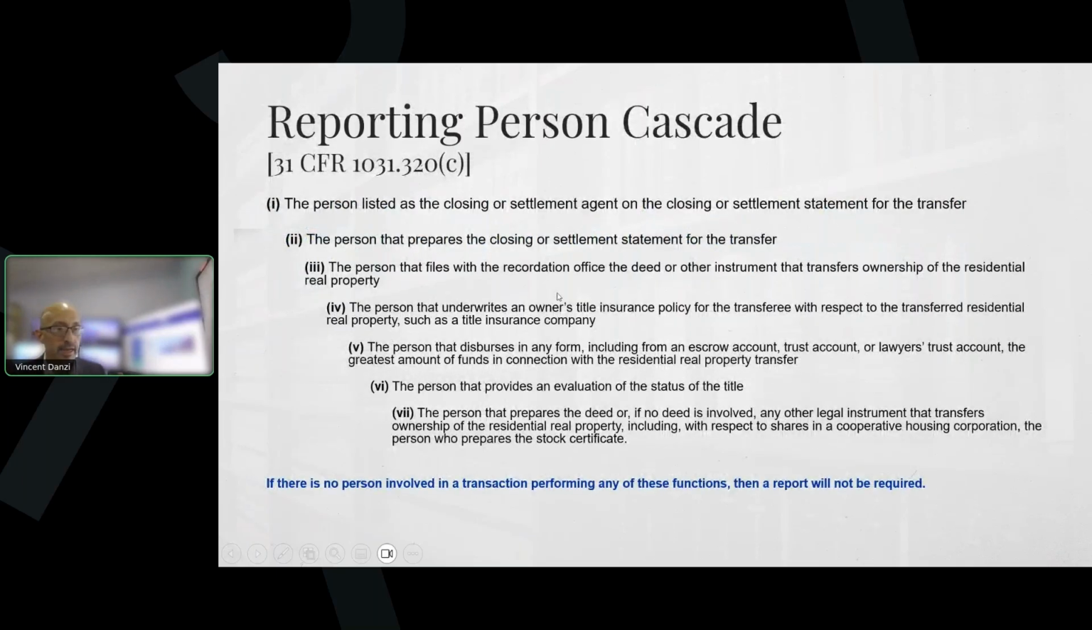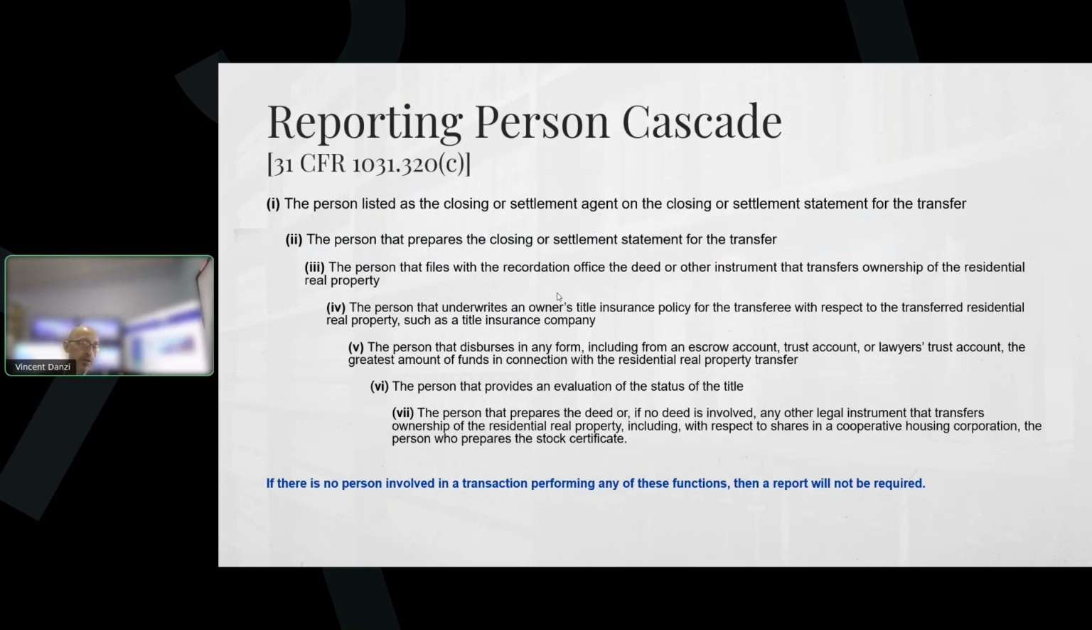This is the reporting person cascade. We talked earlier about the fact that the geographic targeting orders were innately targeted to title insurance companies and their agents. That is not the case with this residential real estate rule. The person primarily responsible for reporting will be the closing or settlement agent that is listed as such on the closing or settlement statement for the transfer. If there's no person named that on the settlement statement, then the next responsible person would be the person that prepares that closing or settlement statement.